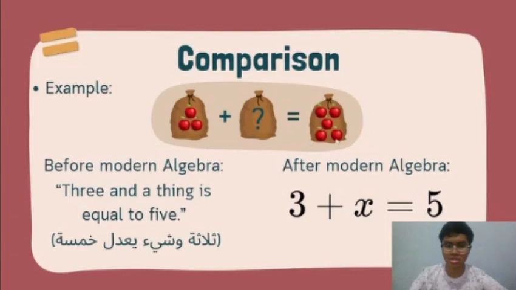But after modern algebra, it's getting a lot more simple, and it is so efficient that we just have to write it with 5 things. It is 3 plus x equals to 5. It's that simple, guys. Now, you may be wondering, why do we use x? Isn't there any other letters we can use? Yes, in fact, you can use any other letters. But the reason why we use x instead of any other is because of a philosopher named Rene Descartes.